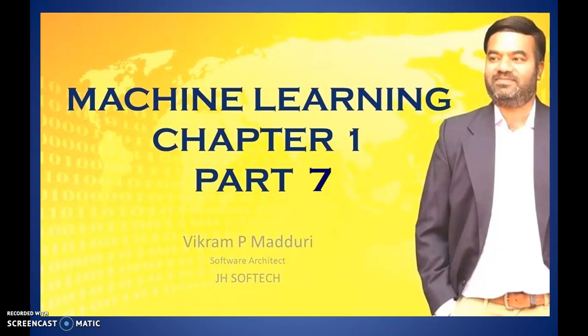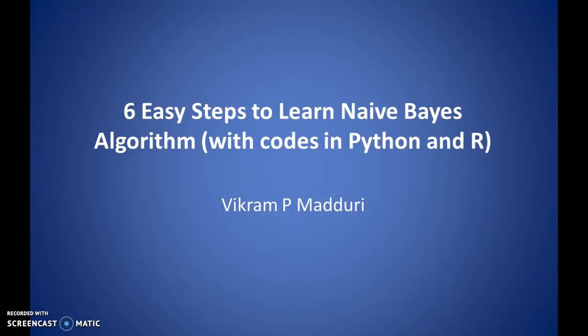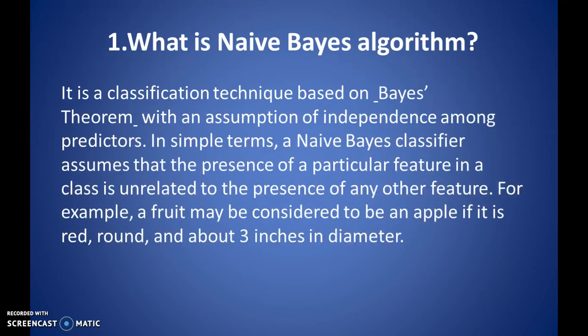And we'll be focusing mostly on the naive-Bayes rule in this particular session. So we have 6 easy steps to learn the naive-Bayes algorithm, which is the most important if you're looking out for learning Python and R or any of the machine learning concepts. Now, what is the naive-Bayes algorithm?